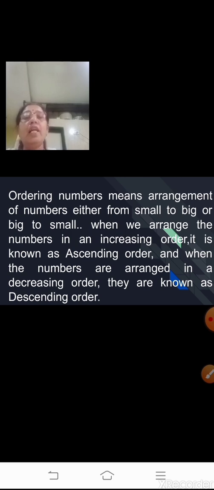Now when we arrange numbers in an increasing order, it is known as ascending order. And when the numbers are arranged in a decreasing order, they are known as descending order. This also you must have learnt in your lower class, that is 3rd and 4th standard.